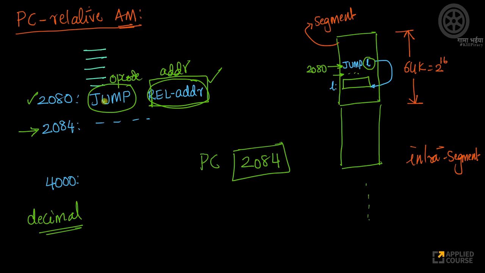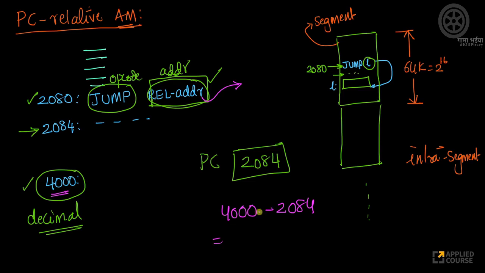At this point, let's assume this is an unconditional jump. So you say jump, and you want to jump to location 4000 in decimal. Let's assume all these addresses are in decimal so that the math becomes easier. Now what value will you store in the relative address, or the address field? You basically say how much should be added to the program counter to reach the destination I want to reach. So what gets added here is 4000 minus 2084.